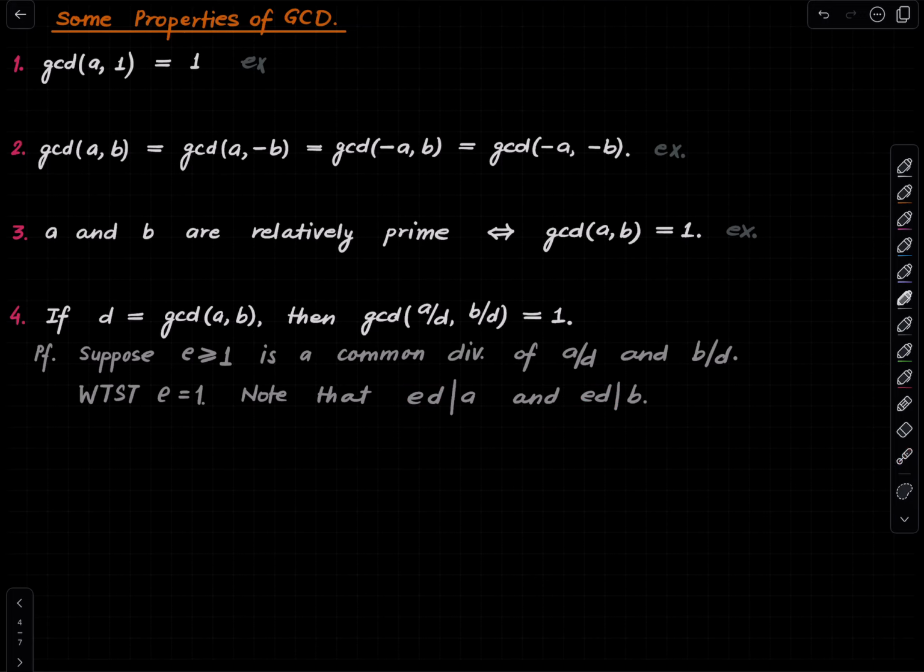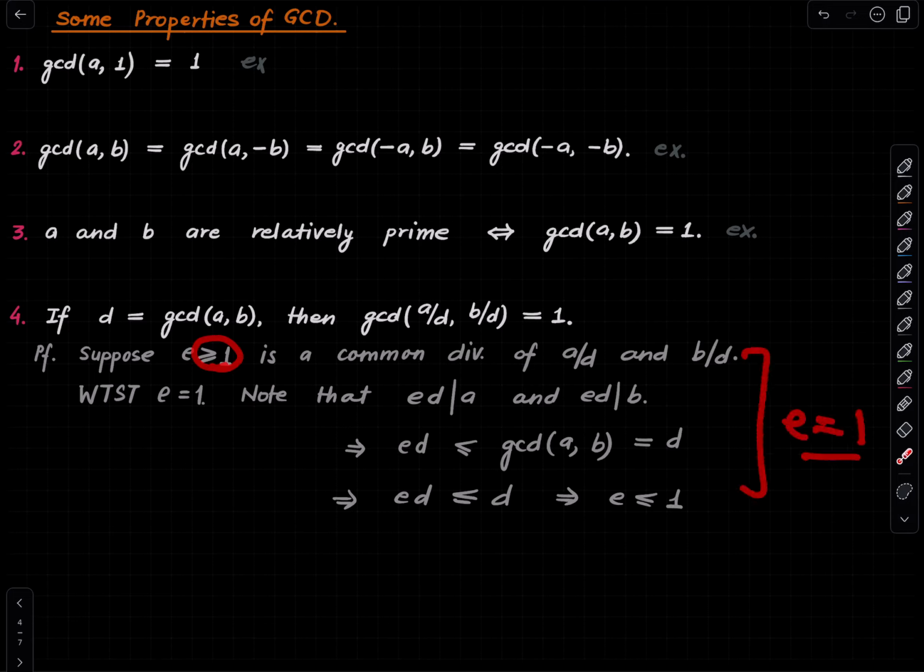Right? So this implies ed, being a positive common divisor of a and b, is at most the GCD of a and b. Because GCD of a and b is the greatest positive common divisor. But GCD of a and b is d. So this implies that ed is at most d, which implies e is at most 1. But e was already at least 1, so this whole reasoning shows that e is equal to 1, and that is what we wanted to do. It's a very simple reasoning, but I did it in full. Okay.